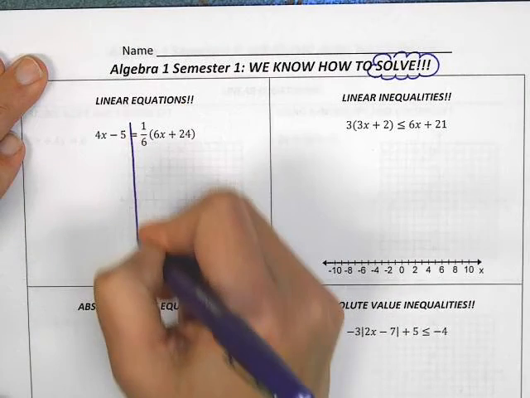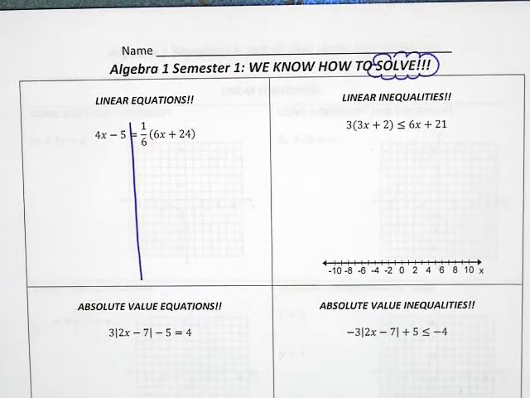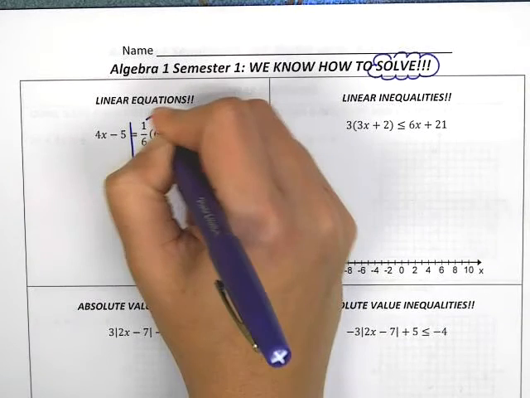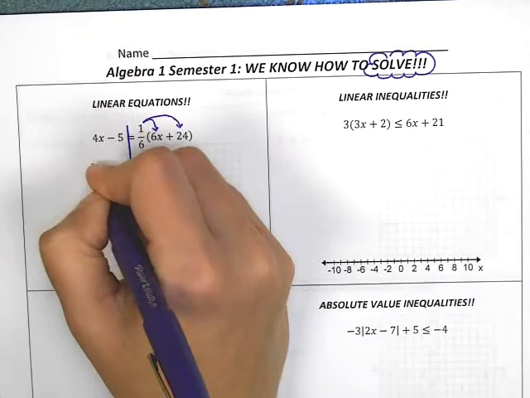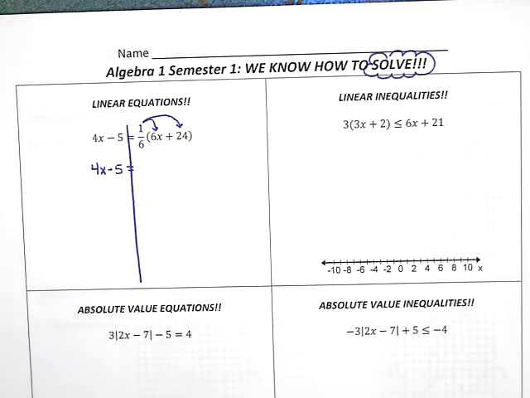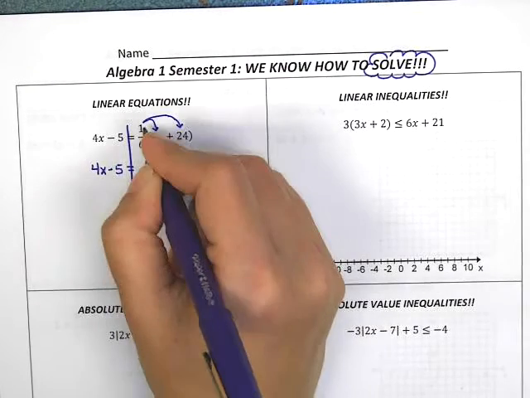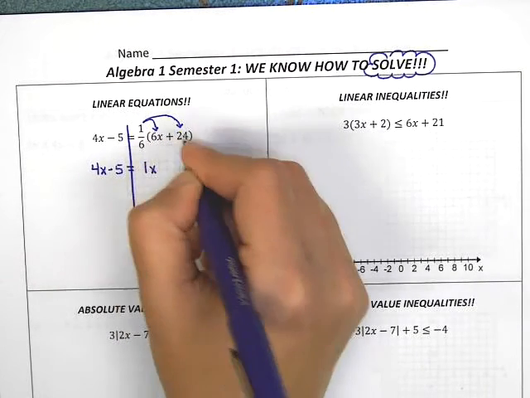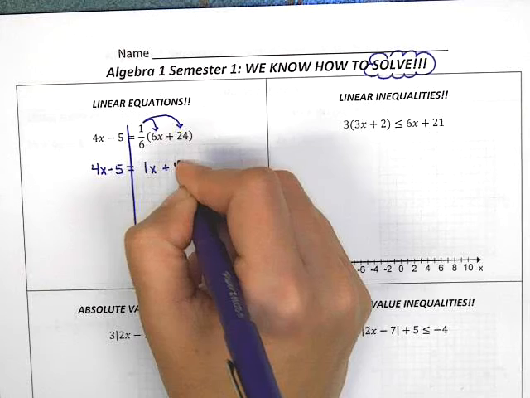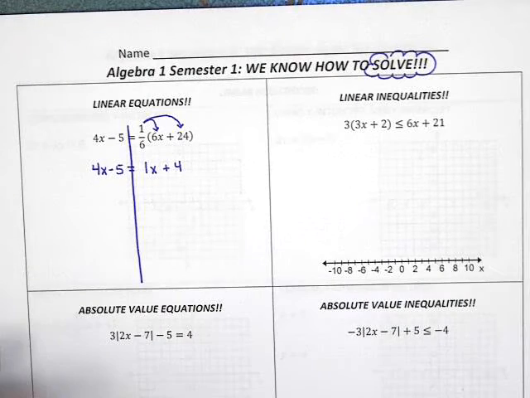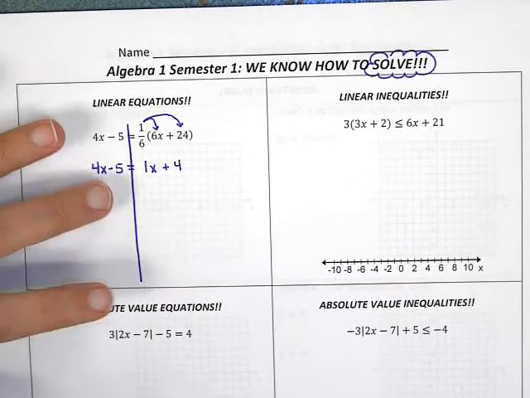When we have an equation like this one, we know that we draw a line through the equal sign, and we're going to start by distributing in order to eliminate the parentheses. So when we drop down the 4x minus 5, when we distribute the 1/6, 1/6 times 6 is just 1x. 1/6 times 24 is plus 4. From here, I know that I need to get all of the terms that have an x in them together and preferably on the left-hand side.